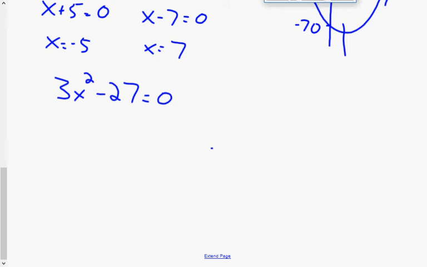First thing I'm going to do here, though, is take out a factor of 3 out of everything. So it'll be 3 outside, x squared minus 9.